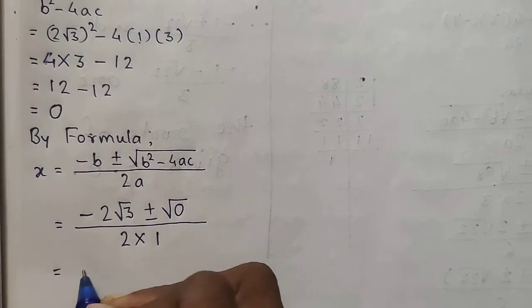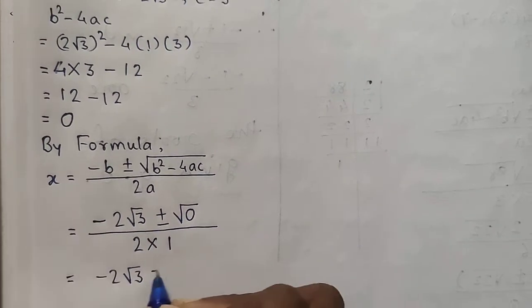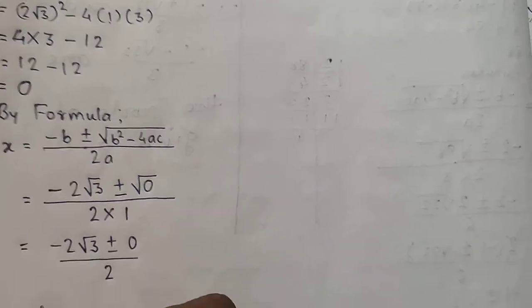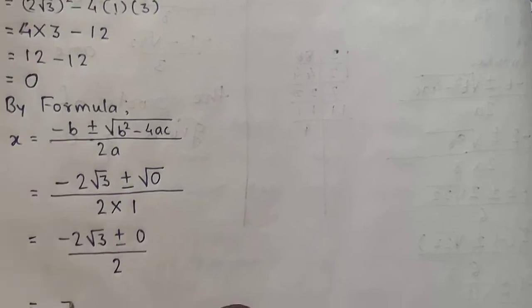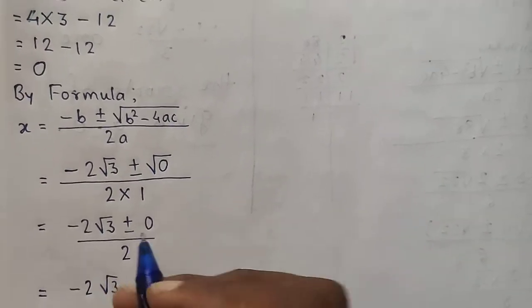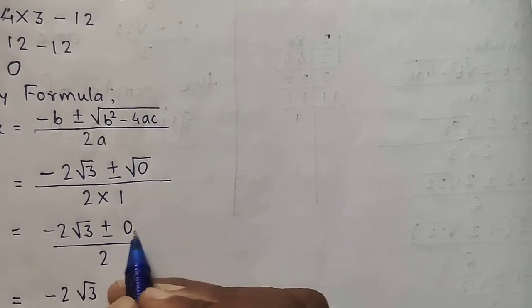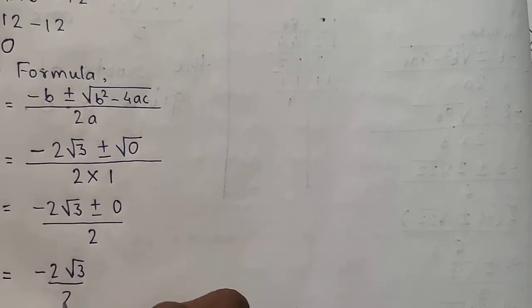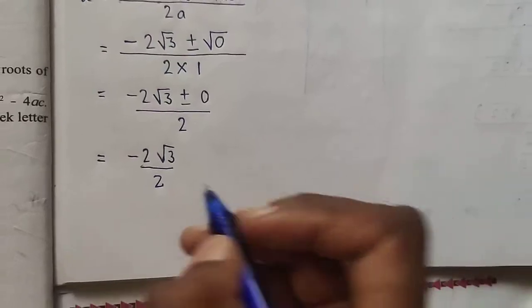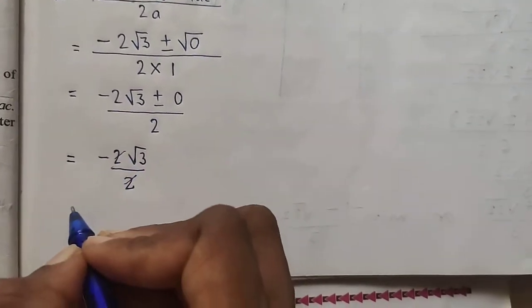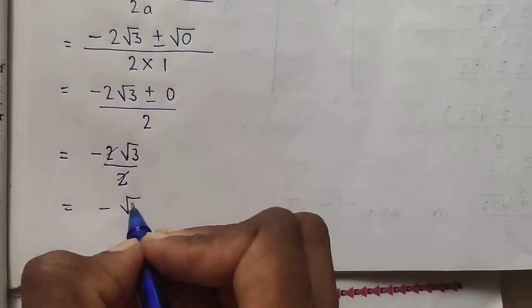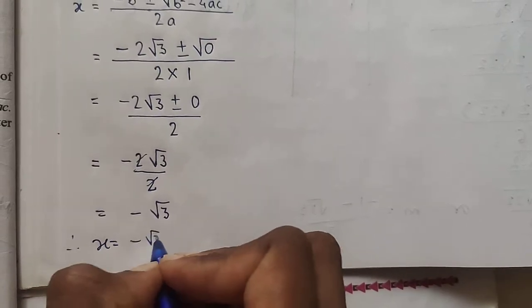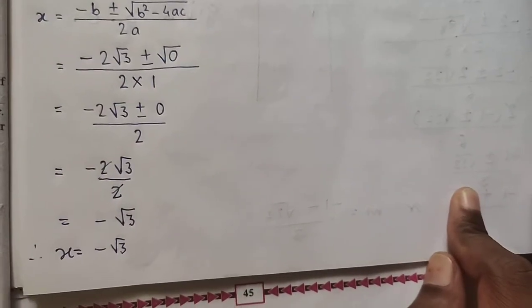This is very simple. This is minus 2 root 3 plus or minus, square root of 0 is 0, upon 2 times 1 is 2. So in the next step you are going to write minus 2 root 3 plus or minus 0, meaning if you add 0 you get the same thing, and if you subtract 0 you also get the same thing. So you got minus 2 root 3 upon 2. Now you can do cancellation of 2. So finally you get here minus root 3. In this case your x value is minus root 3, so you got just a single answer.